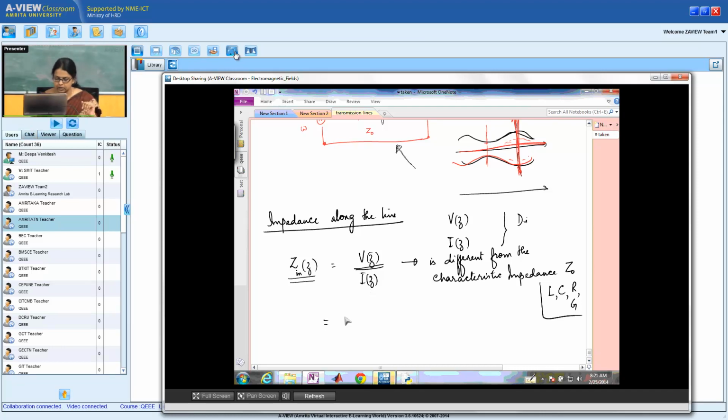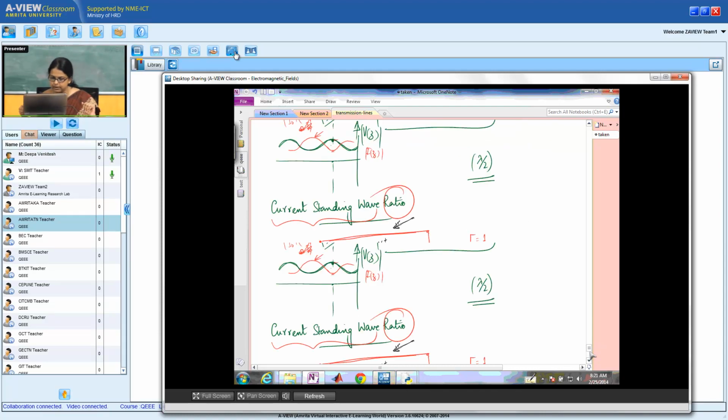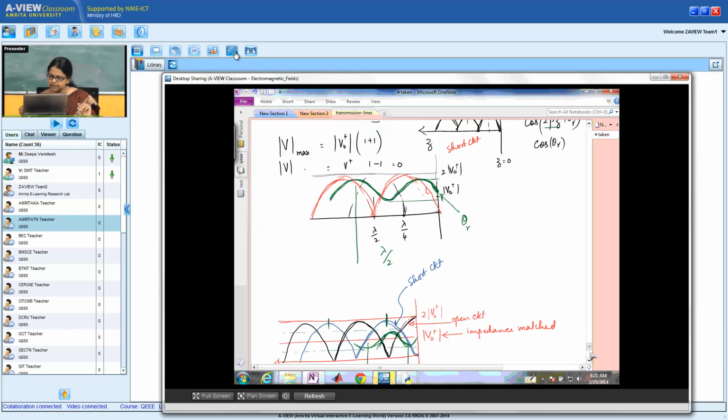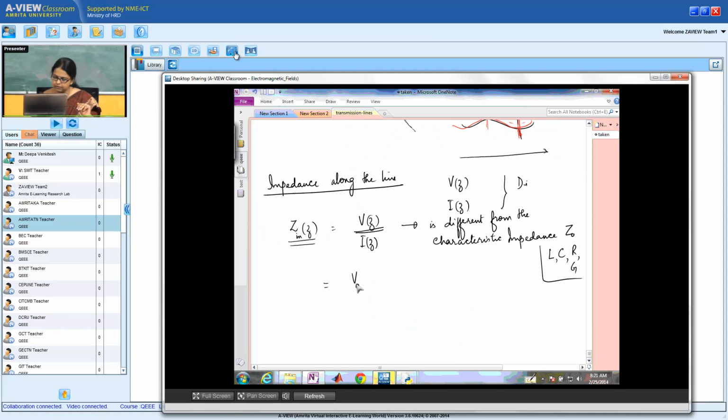And we know the voltage at any point is a sum of the forward propagating wave, which we have denoted using V0 plus. Because it's traveling in the forward direction, we have V0 plus e power minus j beta z. The reverse propagating wave is reflected with the gamma factor, gamma V0 plus e power plus j beta z.